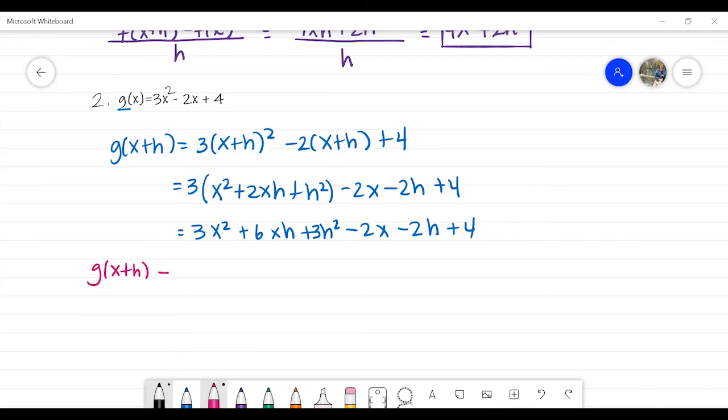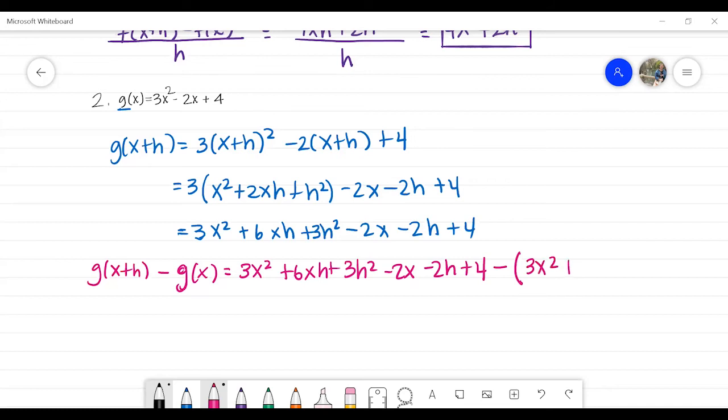Which is g of x plus h, right, minus the original function. So I'm going to copy and paste 3x squared plus 6xh plus 3h squared minus 2x minus 2h plus 4, and then we're going to say minus the original function. So 3x squared minus 2x plus 4. And again, don't forget this negative distributes.